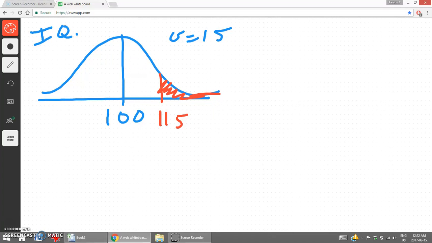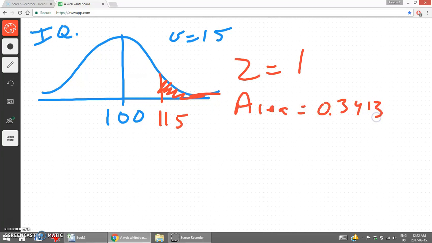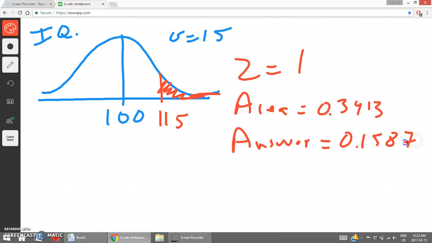So what's the probability of randomly selecting an individual with an IQ greater than 115? We can calculate the Z value. The Z value is going to be equal to 1. The area that corresponds to that Z value is 0.3413. Our answer, our probability that someone is greater than that, is going to be that value subtracted from 0.5, so 0.1587. Just under 16% chance of randomly selecting an individual from the general population with an IQ greater than 115. What we move on to in this section is sampling.